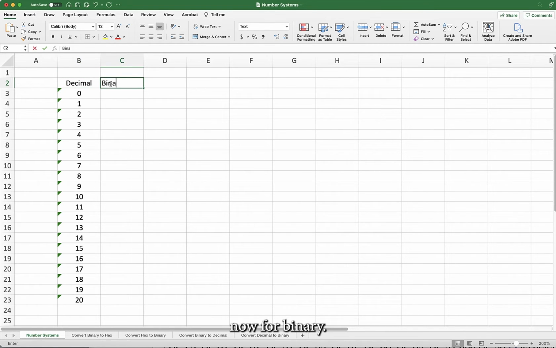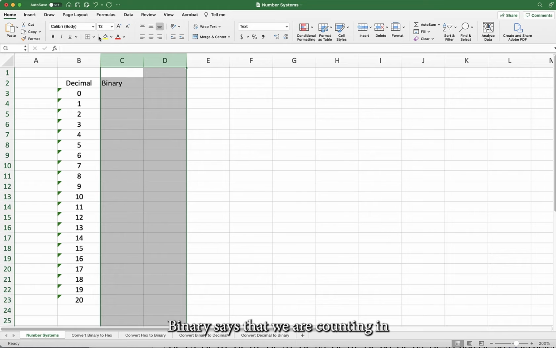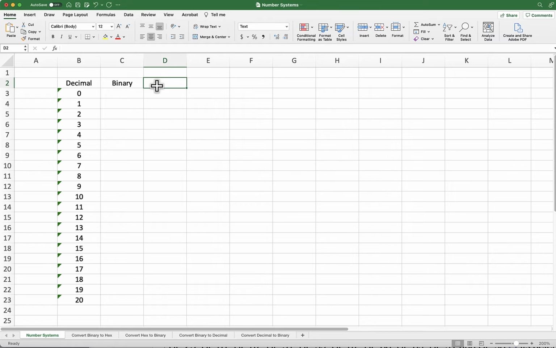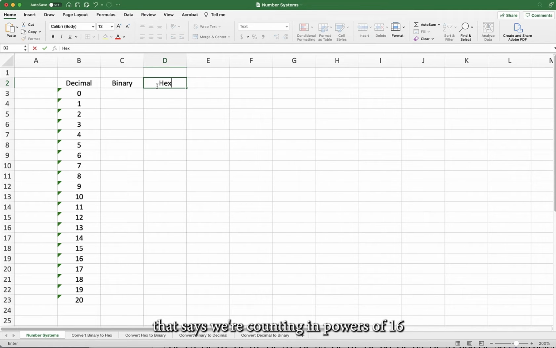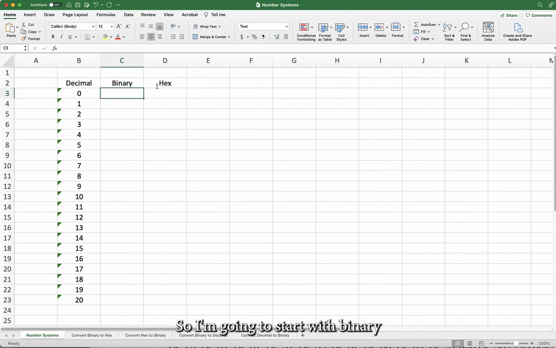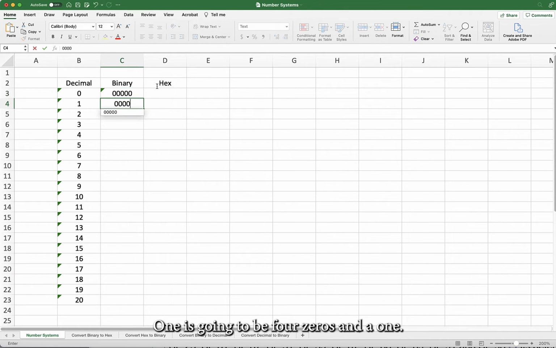Now, for binary, binary says that we are counting in powers of 2, and in hex, that says we're counting in powers of 16. So I'm going to start with binary, and I'm going to use 5 bits just so that we have enough. 0 is going to be 5 zeros. 1 is going to be 4 zeros and a 1.